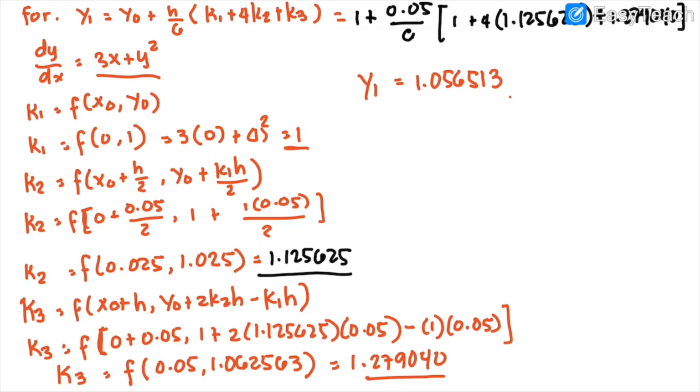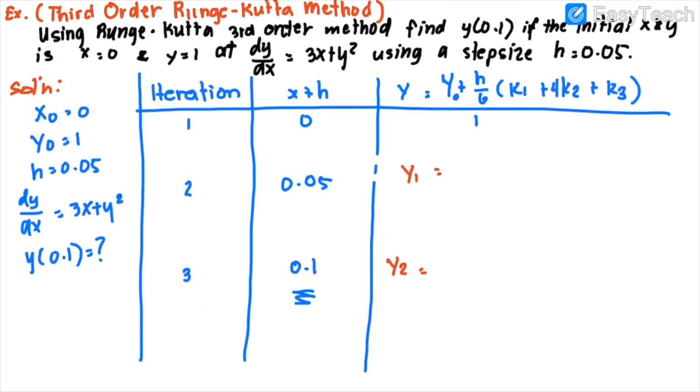1.056513. So y1 is 1.056513. So lastly, which is our required, the value of y at x equal to 0.1. So for y2, that is simply y1 plus the step size over 6 times k1 plus 4k2 plus k3.